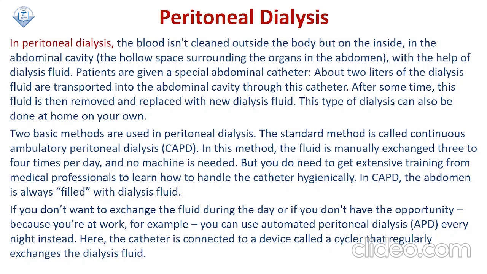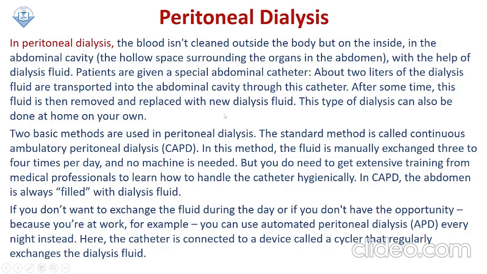Why is it possible? Because the peritoneal area is lined by peritoneal cells, and they perform the function of a membrane. And this process goes through like a membrane process. This type of dialysis can also be done at home, and this method is less effective, but it is a more available method. Two basic methods are used in peritoneal dialysis.